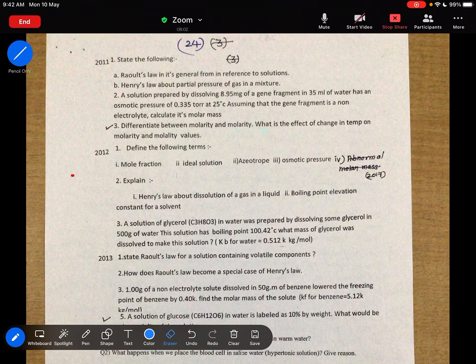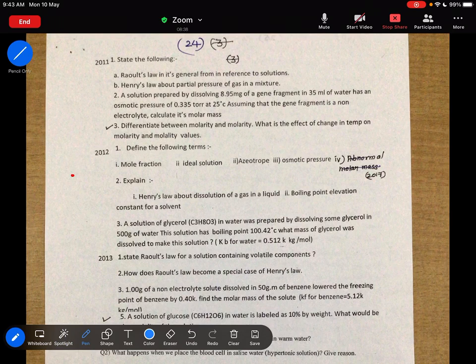Next, this we have already done. This is a repeated question. Then mole fraction. Ideal solution is a solution which obeys Raoult's law at entire range of concentration. Then azeotrope we have seen. Then osmotic pressure, the pressure applied on the solution side just to stop the flow of the solvent. Abnormal molecular mass, that we'll be seeing while learning Van't Hoff's factor. Then Henry's law, boiling point elevation constant.